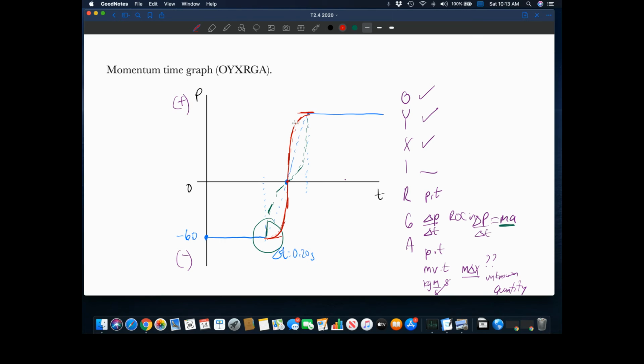So that's the graph of this particular collision, or as we might expect, any kind of collision. And to put another label in here, what we say here is that delta t is 0.20 seconds.